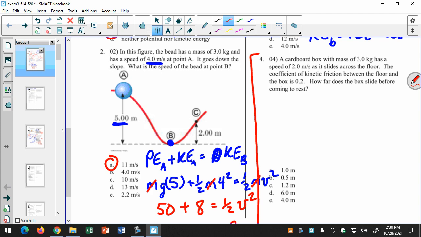Let's think about this. I have a cardboard box. It has a speed as it slides across the floor. That speed is, we'll say it's to the right, and it's 2 meters per second. But there's a frictional force acting on this block, and mu k for that frictional force is equal to 0.2. And I want to know how far does the box slide before it comes to rest.